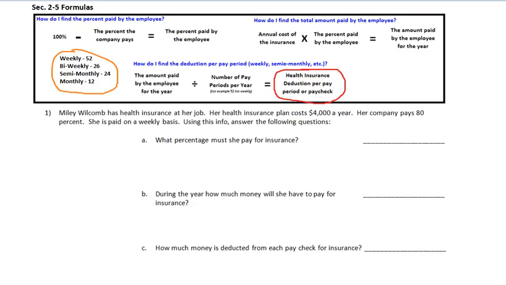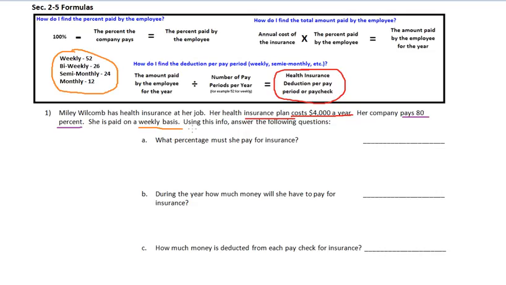Let's go ahead and work on number 1 with Miley Wilcombe, who has health insurance at her job. Her health insurance plan costs $4,000 a year. That's how much the insurance plan costs. Her company pays 80%. That's important. And how often is she paid? Well, I'm going to underline this in orange because we're going to use the orange information later. She's paid on a weekly basis.